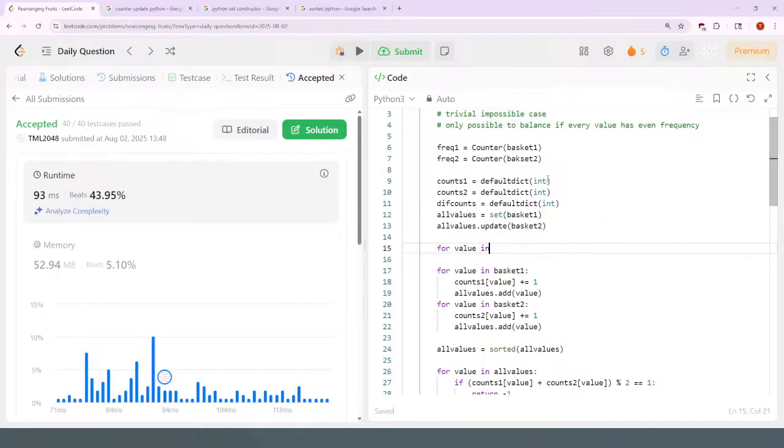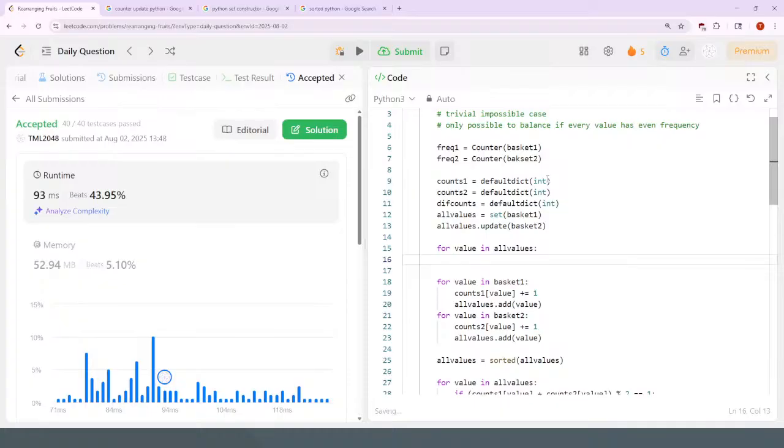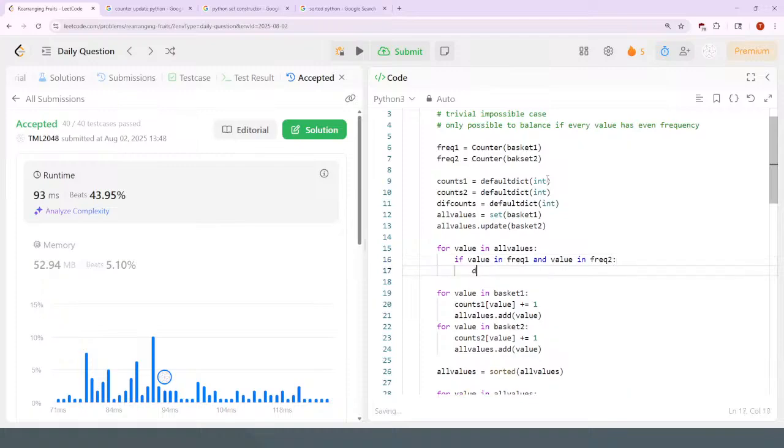And then for every value in all values, the diff counts for this value is equal to the absolute value of... so if the value is in frequency 1 and the value is in frequency 2, then the diff counts for this value is equal to the absolute value of frequency 1 of the value minus frequency 2 of the value.